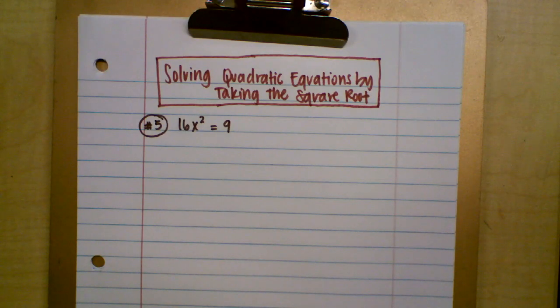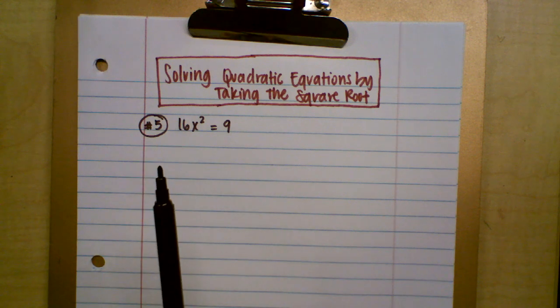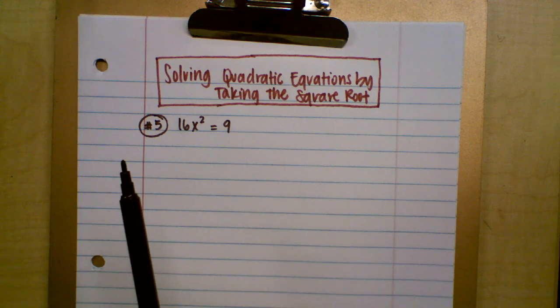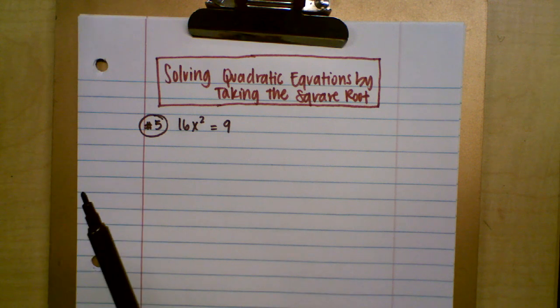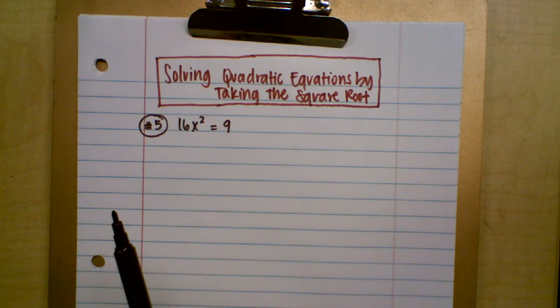Hi everyone. So in this video, again, I'm going to show you how to solve a quadratic equation by taking the square root. This is another way to solve a quadratic equation. The first way I showed you in class was by factoring. So the second method I would like you to learn is by taking the square root. So let's follow the steps.